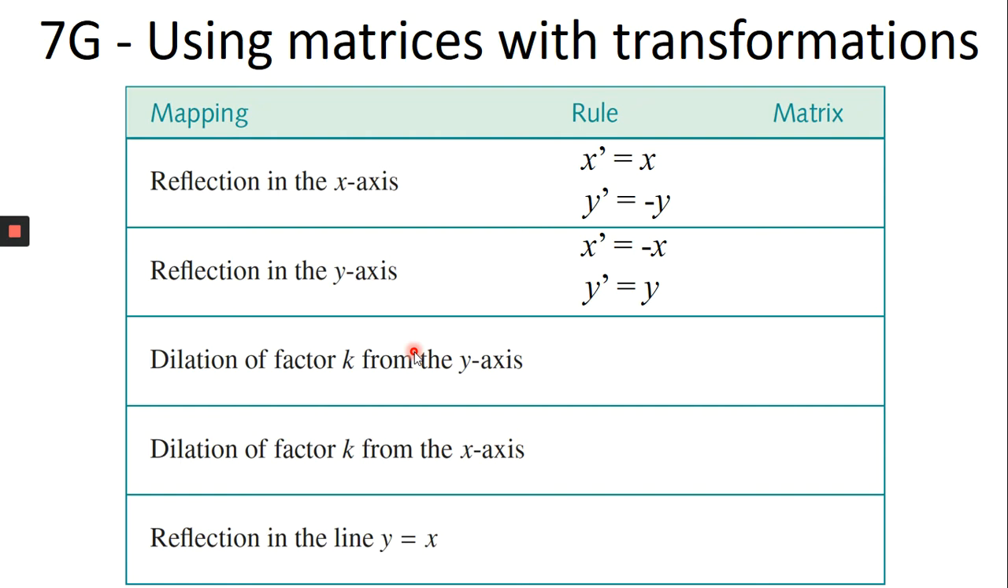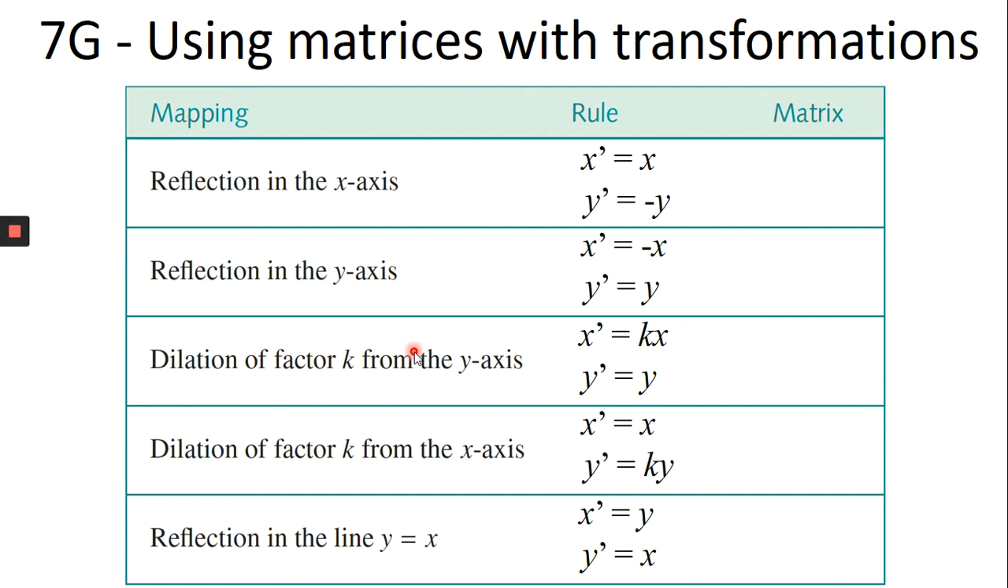Dilation factor of k, so that just means it could be a dilation factor of 2, 3, 4, 5. If it's from the y-axis, the y stays the same, the x just gets multiplied by whatever the dilation factor is. Similarly, if it's in the x-axis, the x stays the same, the y changes. And you might remember when we were doing inverse functions that the x and the y swap, don't they? So x becomes y, y becomes x.